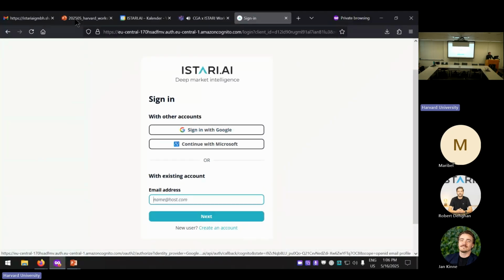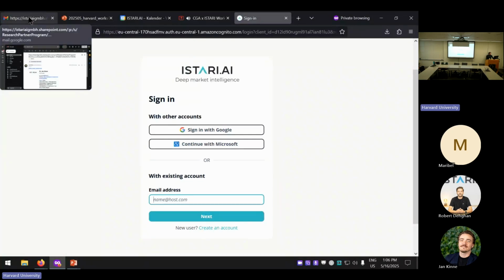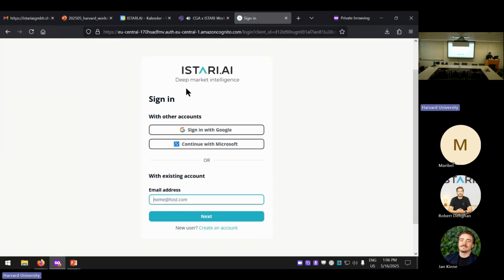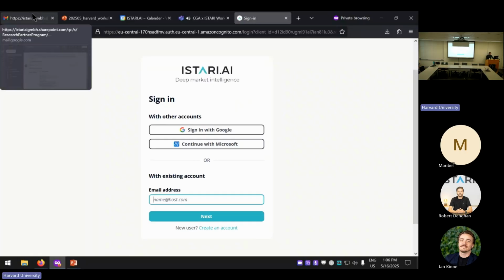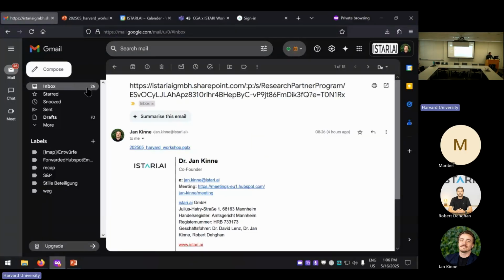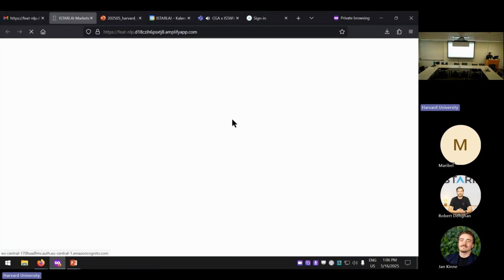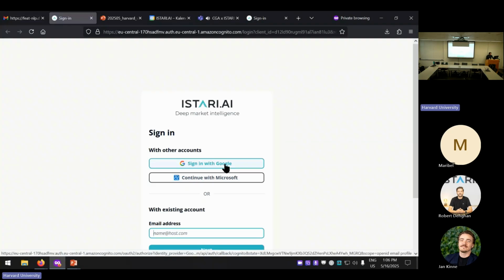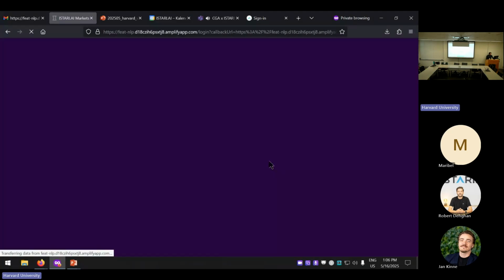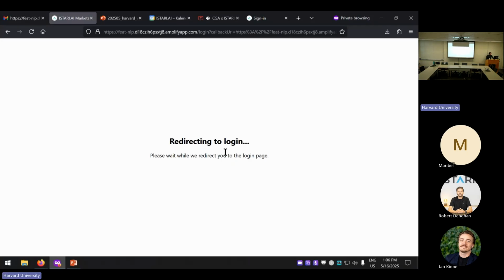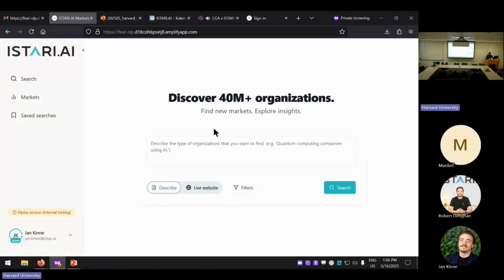What I'm going to do now is show you a version that is not yet released. It will be released later today, I hope. But I can already give you a preview of what we have there. It looks very similar, but it has some new functionality that I want to show you. So I will sign in with Google right away. Because I'm not on my PC, I hope this works right away. Okay, it works.